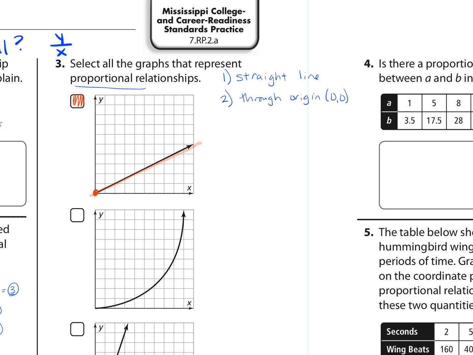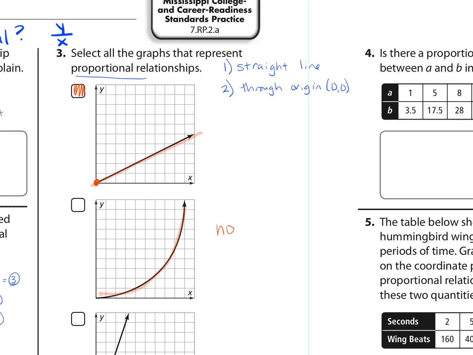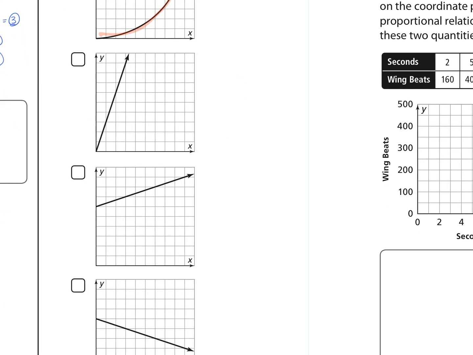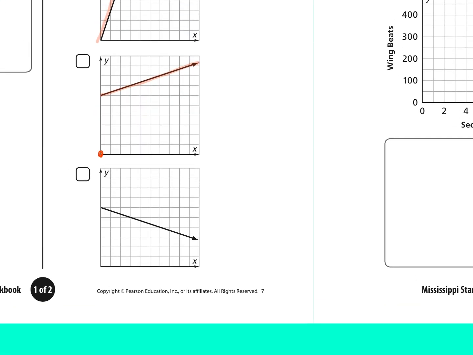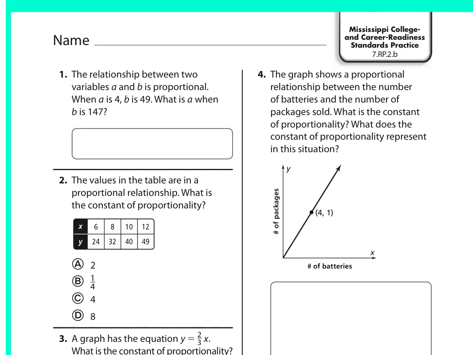The second one is not a straight line. So no. Our third graph is a straight line through the origin. So yes. Our fourth graph is a straight line, but it does not go through this point, so no, it doesn't work. And our last graph, it is a straight line, but it does not go through the origin, so it doesn't work.